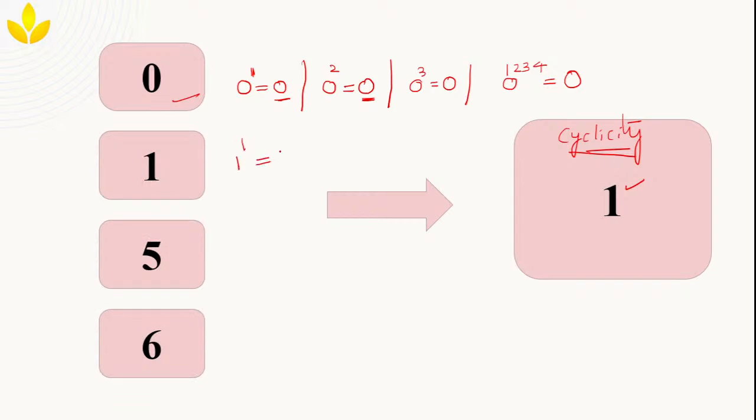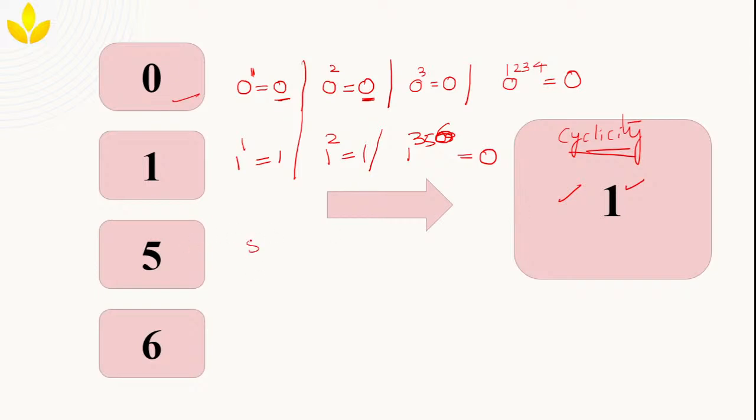1 power 1, the last digit is 1. 1 power 2, again it is 1. 1 power anything you raise, you will get the last digit as 1. And again it started repeating after the first digit itself. That's why the cyclicity for 1 is also 1.